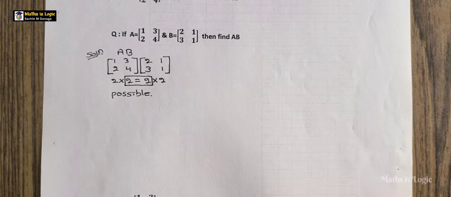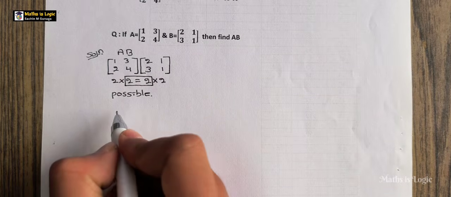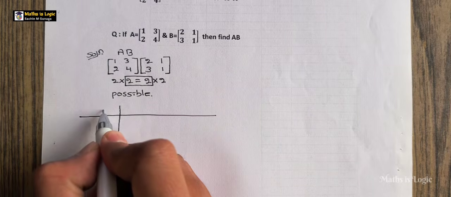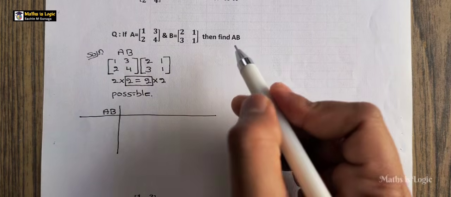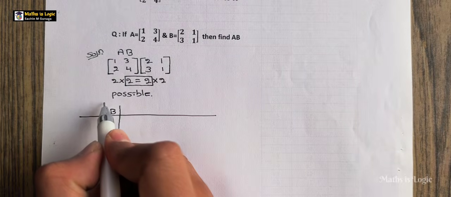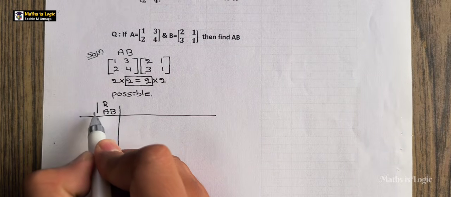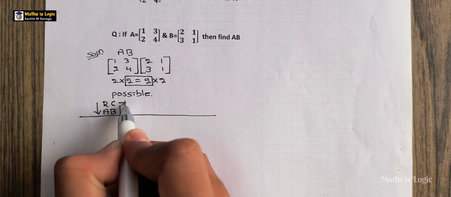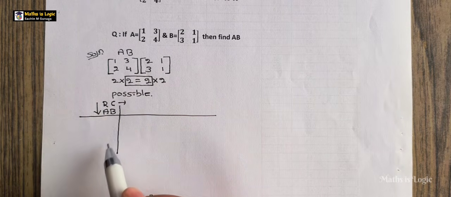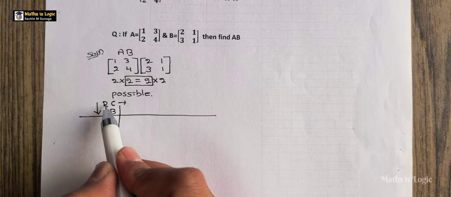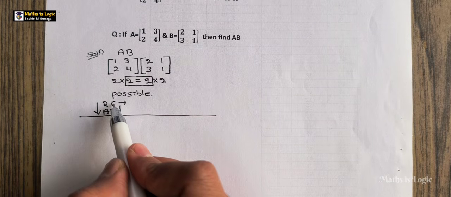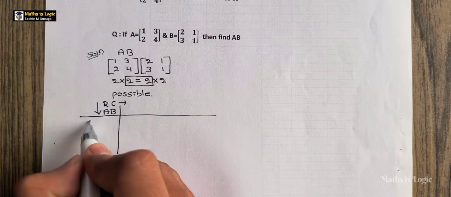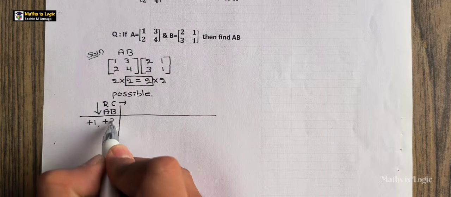After that, apply the box method. So now put the line, then in this corner write AB, because we are finding which value here, AB. At the top mention R, here arrow mark, R indicates row, C indicates column. What we need to do in this part, A matrix rows we need to write, in this part B matrix column. So A matrix, what is the first row? 1 3, so write here plus 1 plus 3.